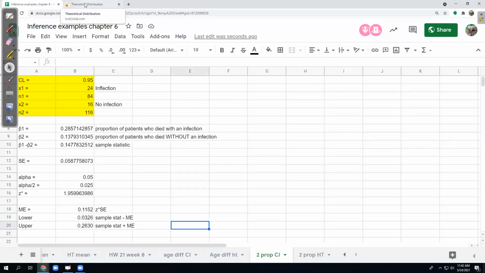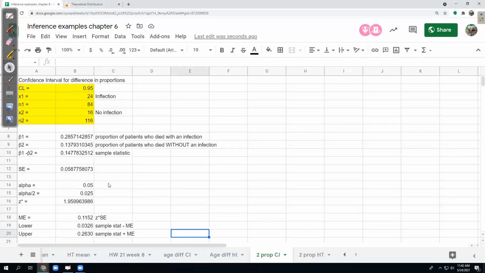So this is the theoretical approach to it. Notice the StatKey randomization approach is a lot easier, but there's sometimes we just can't use it, and we got to throw out the spreadsheet version instead. So nice thing here is we have a spreadsheet where we just enter confidence level, sample data, and then the spreadsheet makes all the calculations from the formulas. And we have to interpret it. So more on interpretation in the next class.